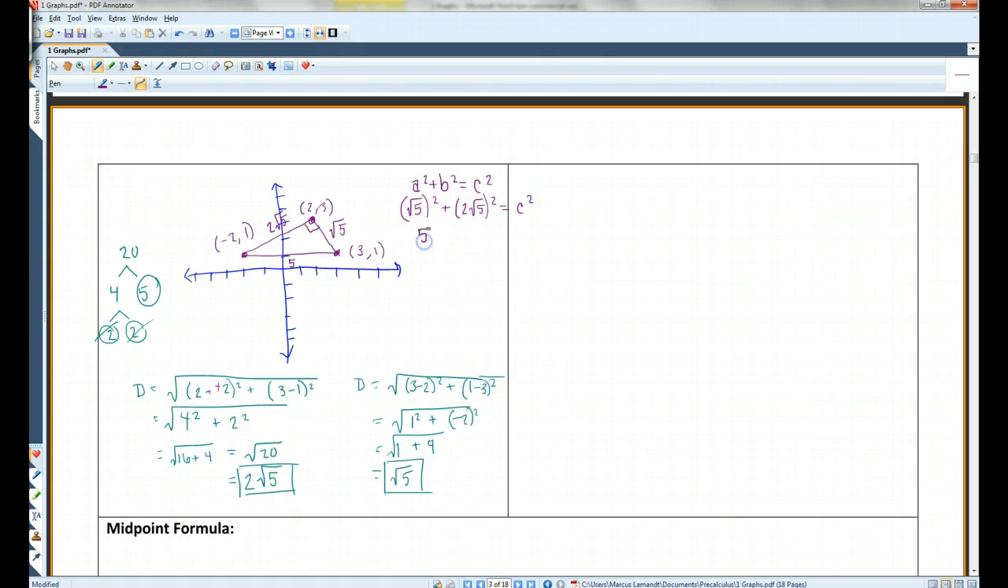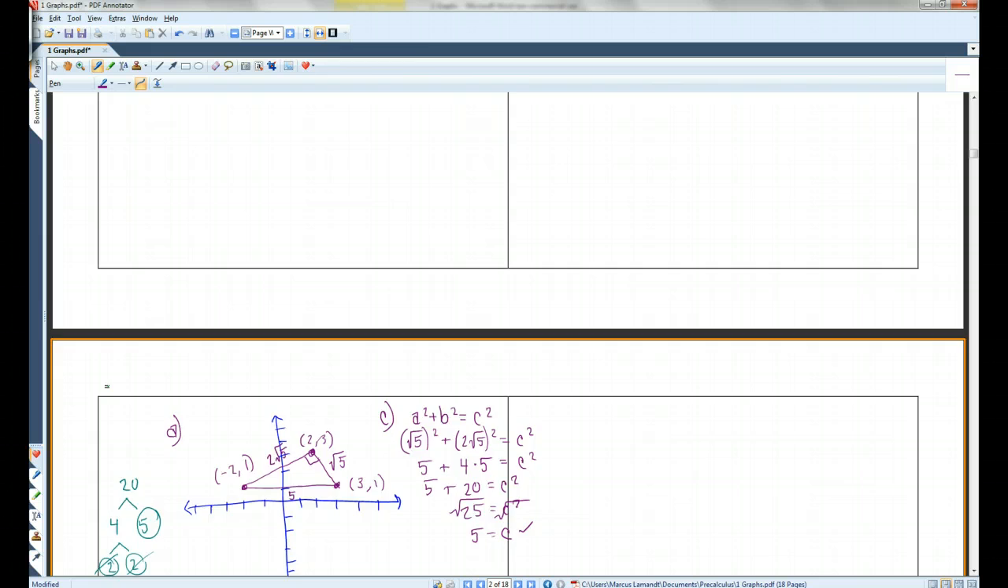Root 5 squared is just 5. This squared. 2 squared is 4. Root 5 squared is just 5. So 4 times 5 is 20. This is 25. So 25 is c squared. Take the square root, and it's 5. And what do you know? That is in fact what c is. So it is a right triangle. By the way, I should label these. This was part C. I'll just use the same color. This was part A. This was part B.